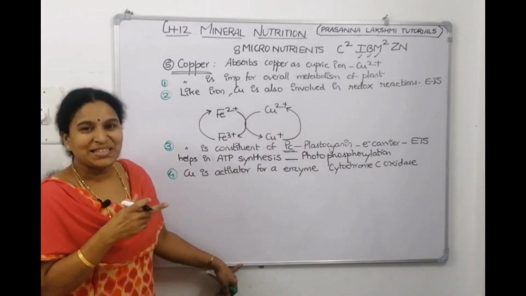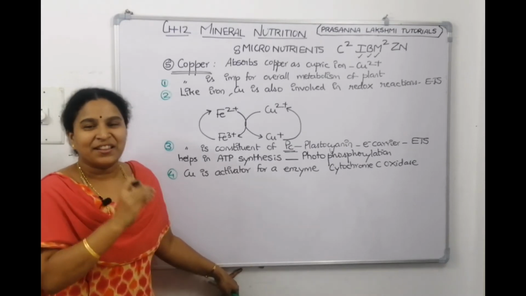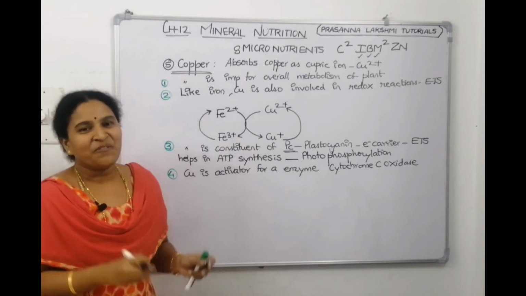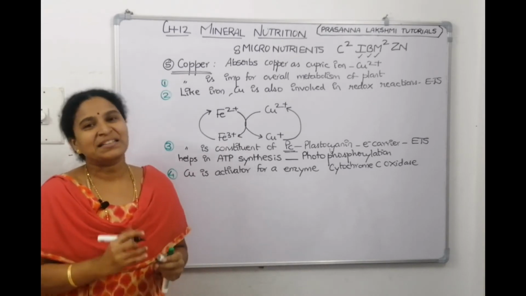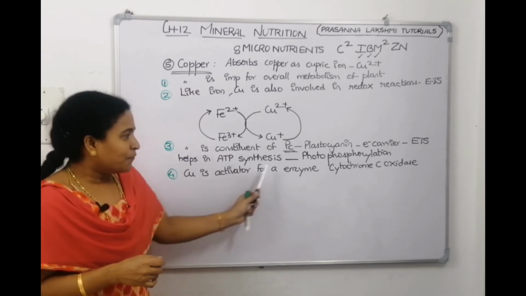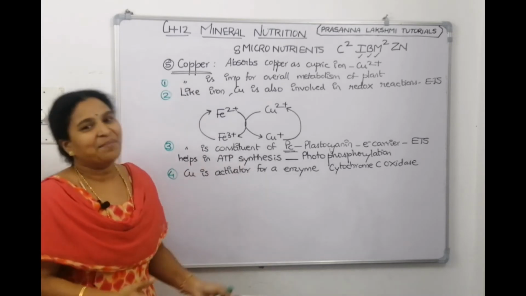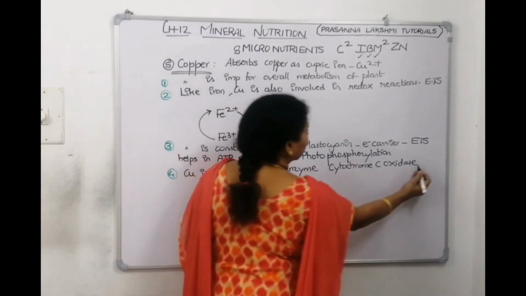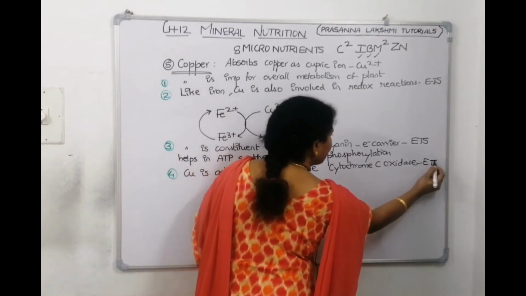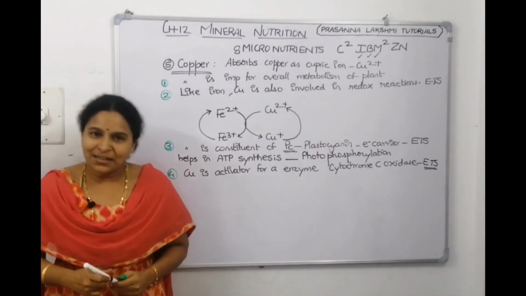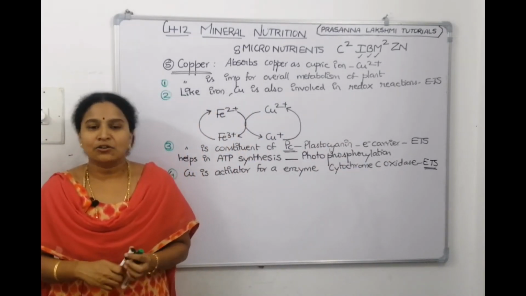Where again do you see cytochrome C oxidase? Everything is going and ending at ETS. So we'll finish off and we'll start photosynthesis. Then you'll understand what ETS is. So copper is an activator for an enzyme which again comes in ETS only. Cytochrome C oxidase. Where do we find it? Again in the electron transport system. Understood, children? These are the roles of copper.